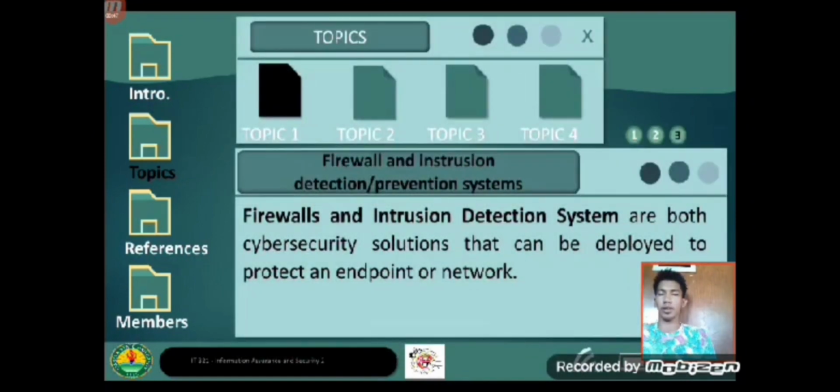Firewalls and intrusion detection systems are both cybersecurity solutions that can be deployed to protect an endpoint or network. A firewall acts as a barrier controlling traffic flow, and IDS actively monitors for suspicious behavior within the network. Together, they provide layered security to protect against different types of threats.